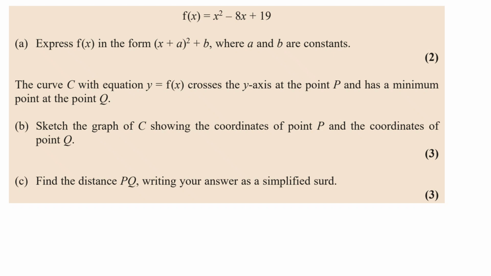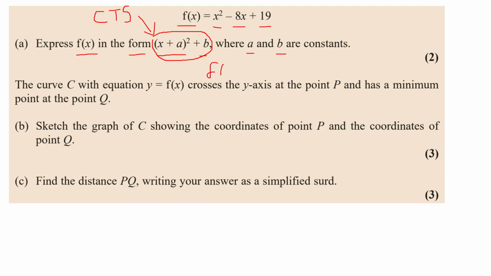Okay, my A-level math students, in this question we are told that f of x is equal to x squared minus 8x plus 19. Part A, express f of x in the form (x plus a) all squared plus b, where a and b are constants. Whenever we see this format, guys, we should be thinking completing the square, CTS for short. So writing it in completed square form.